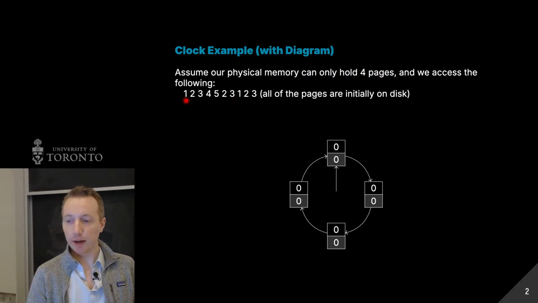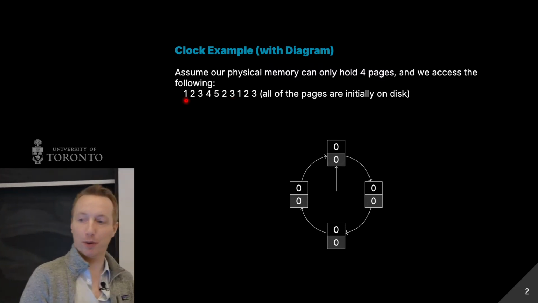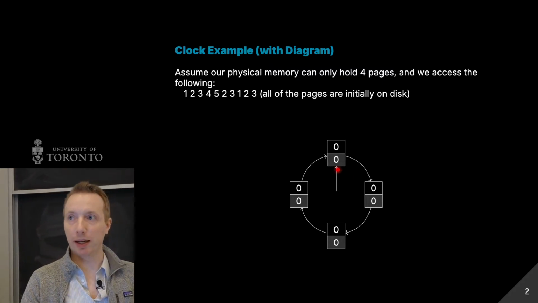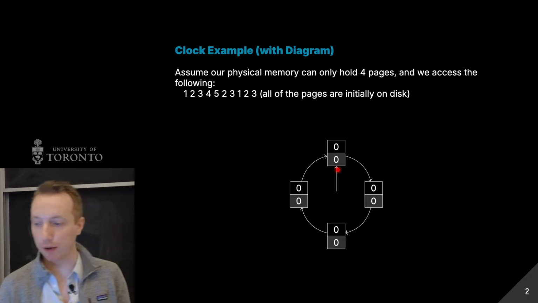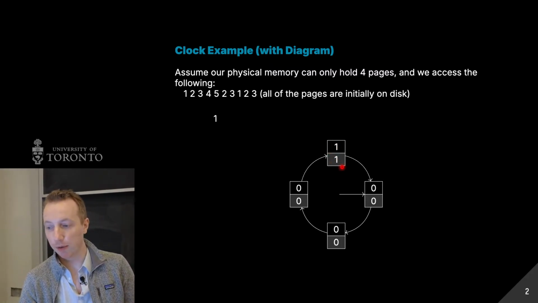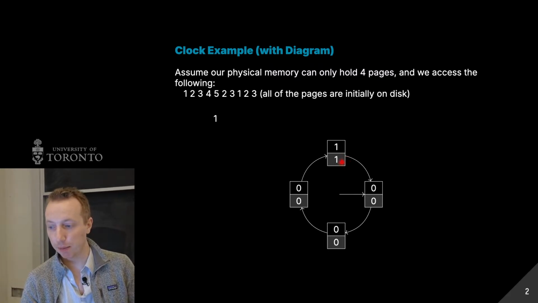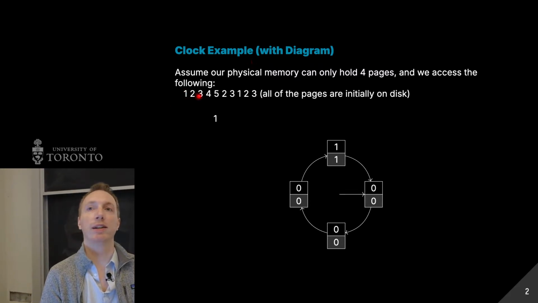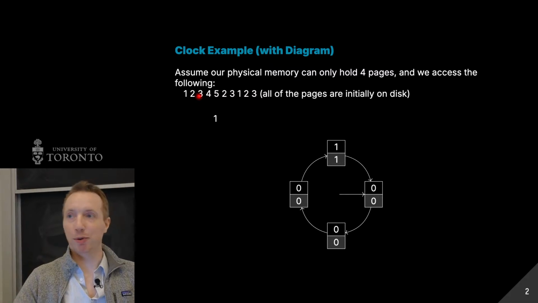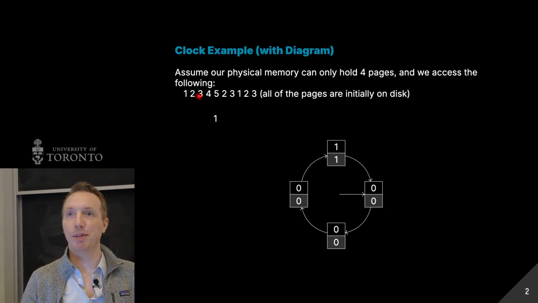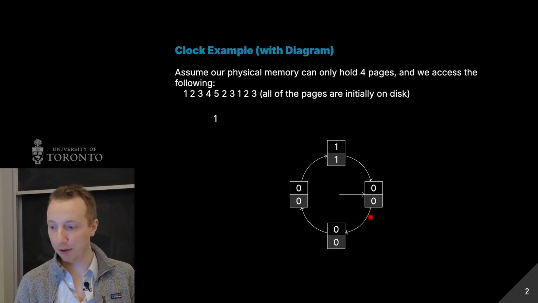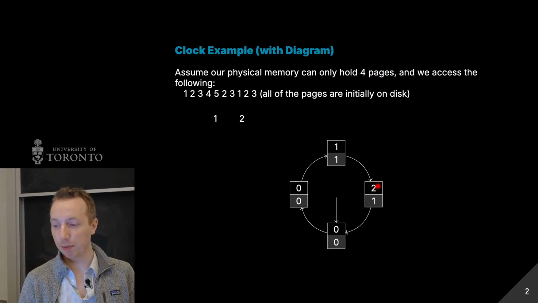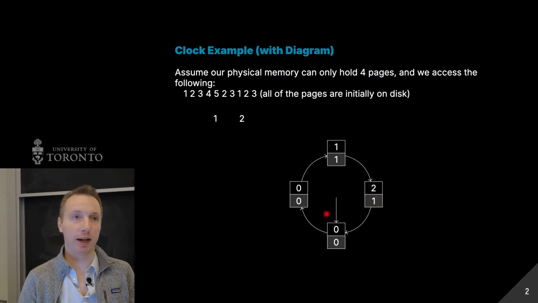So if we access page 1, we follow all the rules. So the hand is currently pointing at something where the reference bit is 0. Well, it's not even valid anyways, so we place our new page here, set its reference bit to 1, so its reference is in the bottom cell here, and then we advance the hand. So everyone okay with that? All right, 2, what happens? Yeah, same thing. So the hand's currently pointing here. The reference bit is 0. So I place it there. So page 2, reference bit is 1, advance the hand, and I'm done.